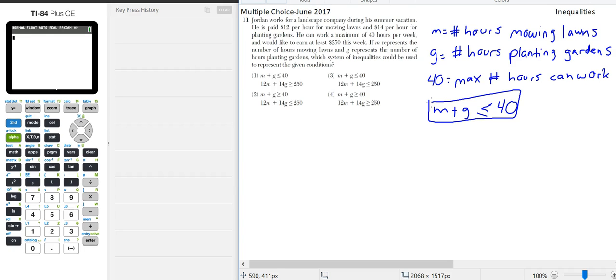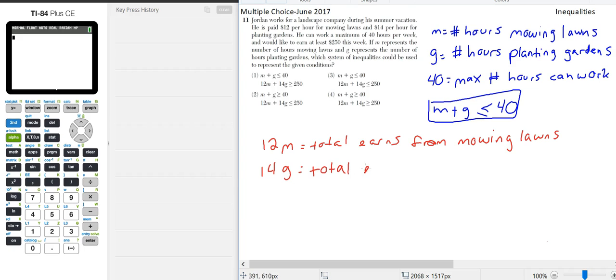We know that he gets $12 per hour mowing lawns. That means that 12 times M, for each hour mowing lawns, he gets $12. So 12M is equal to the total amount he earns from mowing lawns. And Jordan gets $14 per hour planting gardens. So for each hour that he plants the garden, he gets $14. So 14G is the total amount that he earns from planting gardens.